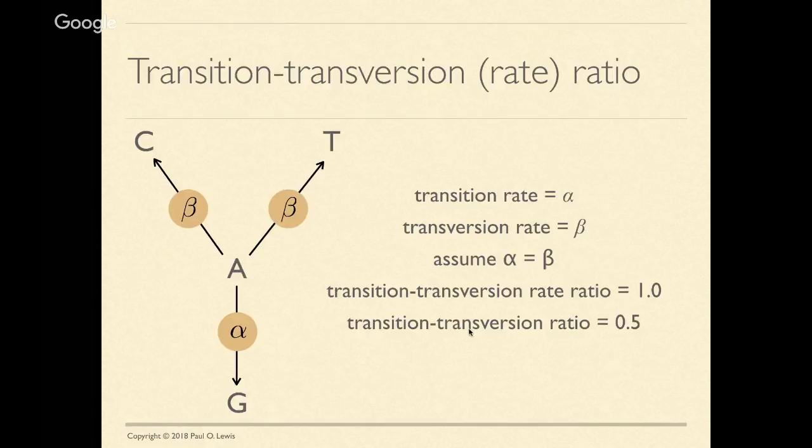So what is the transition-transversion ratio? This is very confusing in the literature, and sometimes people use the wrong term for what they're talking about. The transition-transversion ratio is 1/2 in this case, and this is the ratio of the number of transitions you would see over a short amount of time over the number of transversions that you would see. And because there are more ways of generating a transversion, you end up with a transition-transversion ratio of 1/2, even though the rate of transitions is the same as the rate of transversions.